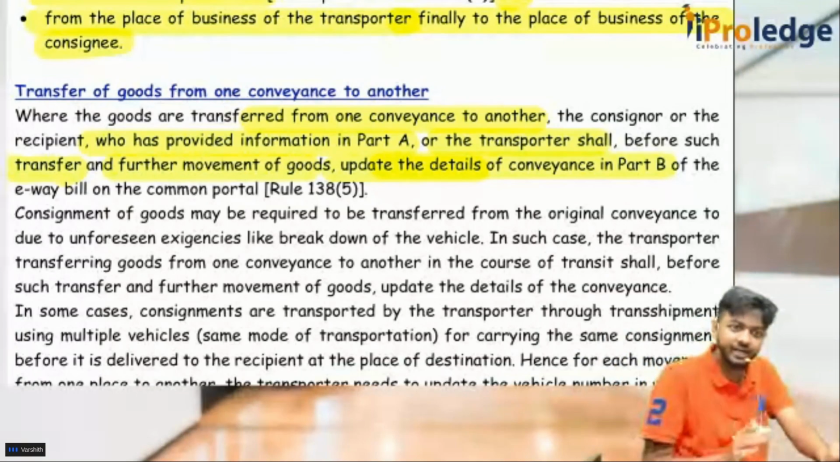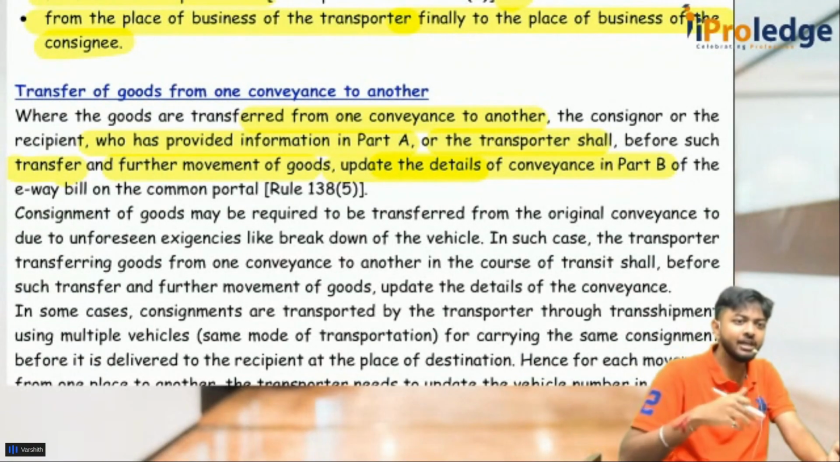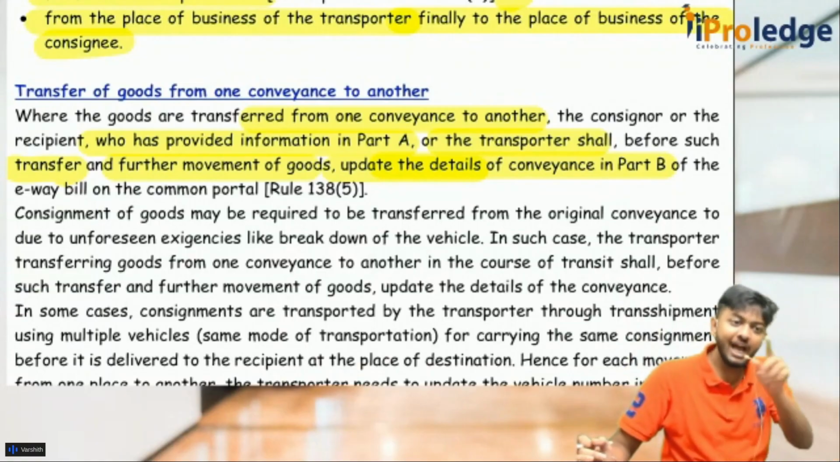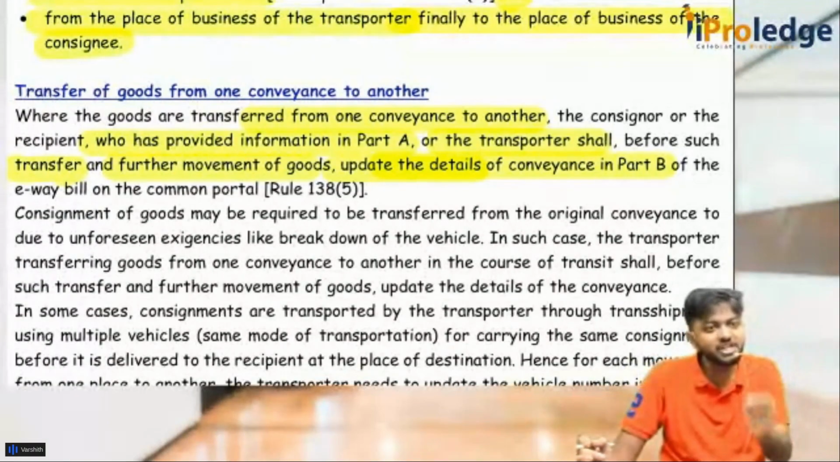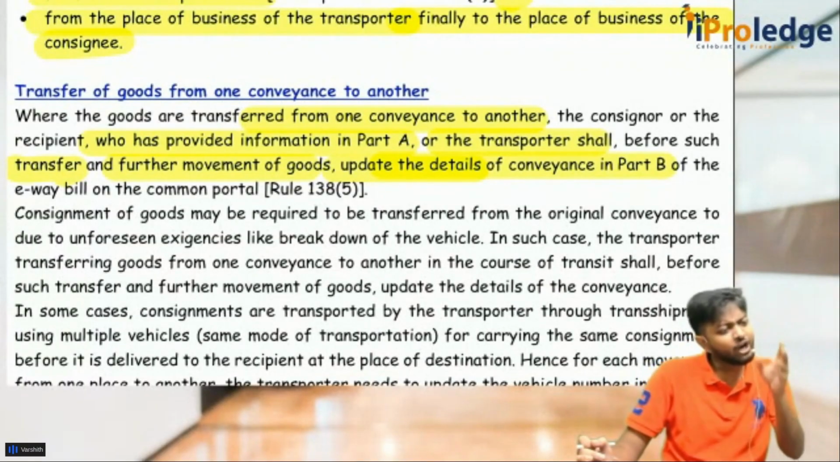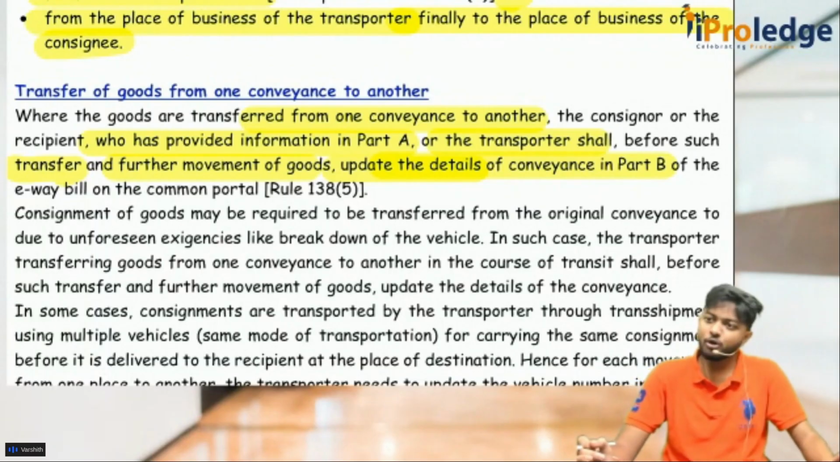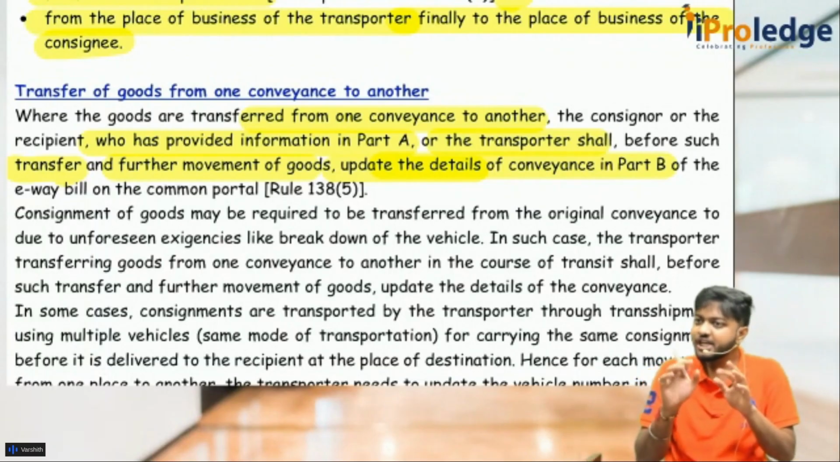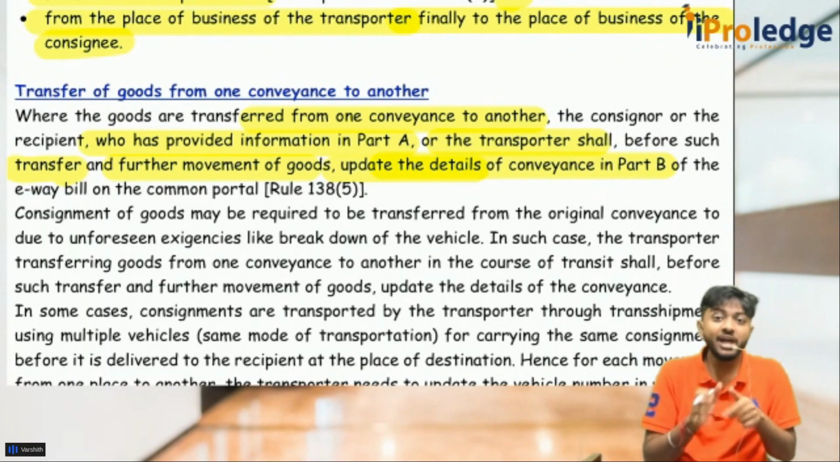The e-way bill is generated. But even when it is generated, we have an option to give the registration number of the other conveyance to which the goods are shifted. Okay. And this updation will be done by the transporter. It can also be made by the supplier. Transporter also can change it in part B. Okay. Why have they given the word supplier then?